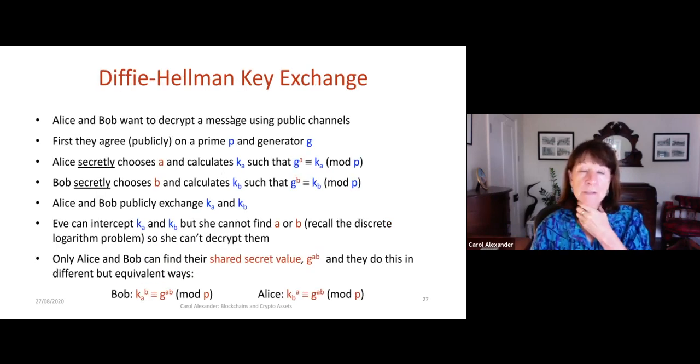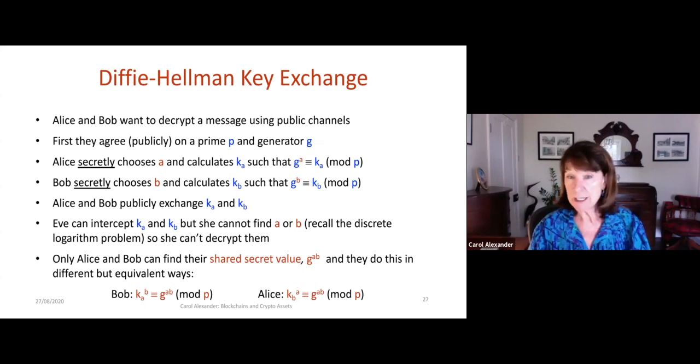So with Diffie-Hellman, suppose we want to decrypt a message using public channels. We're going to send a message on the public chat channels and we have to decrypt it. So first of all, we agree on a prime number and a generator for that prime. And this information is public. So we can send it through unsafe channels and it doesn't matter.